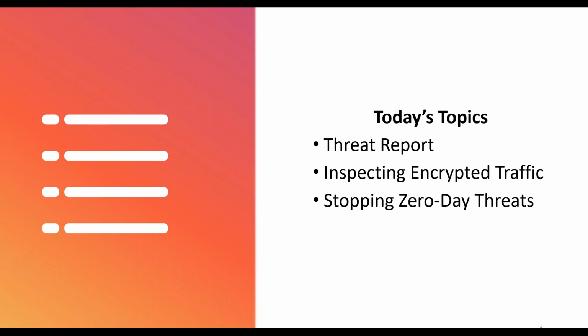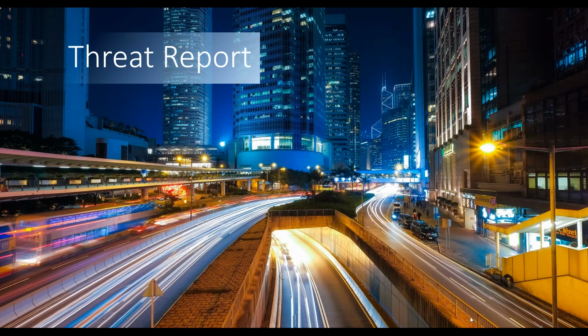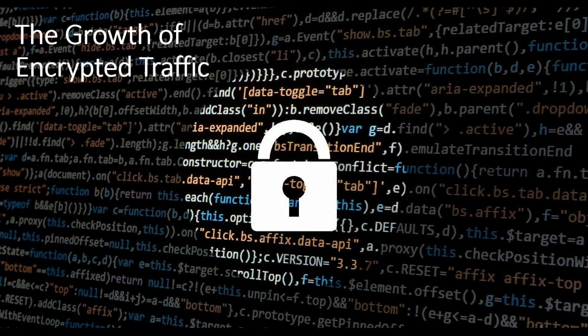So the first punch is going to be our left jab, and that's inspecting encrypted traffic. And then we're going to follow that up with a right hook, and that's going to be protecting against zero-day threats. Sounds powerful. So what threats are we seeing on the streets? The first and the biggest one is the growth of encrypted traffic. Encrypted traffic is taking off. We've seen it before. It's not the first time, but we're really seeing it explode.